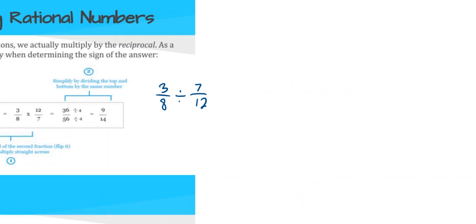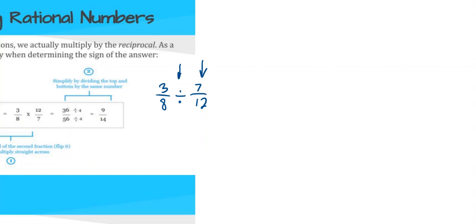Yeah, so some of you are saying keep, change, flip. If you like that method, it's fine. Technically, dividing by a fraction is the same thing as multiplying by the reciprocal. I know that sounds super confusing, but it's not that bad. When we divide by a fraction, that's the same thing as turning it into multiplication, but flipping it upside down, right? That's what reciprocal means, just inverting the two, flipping them upside down.